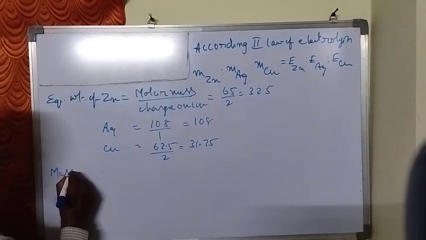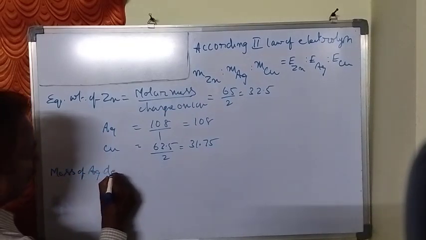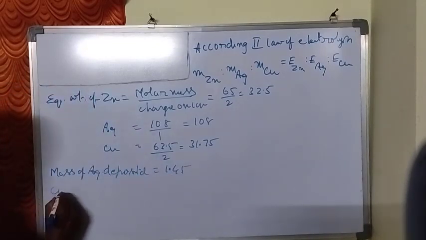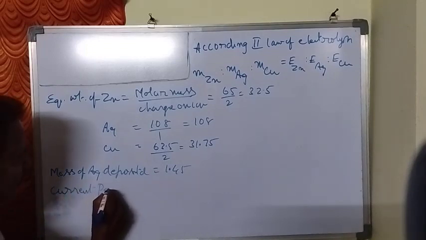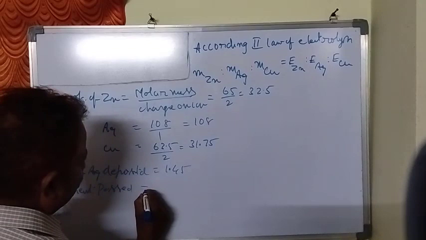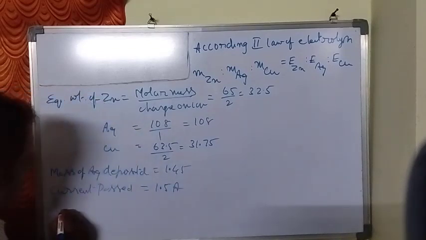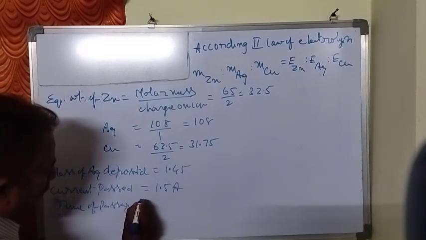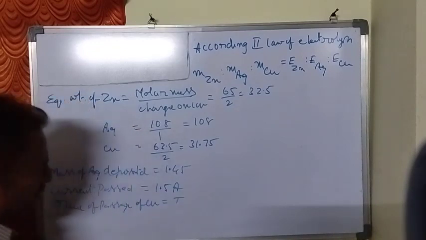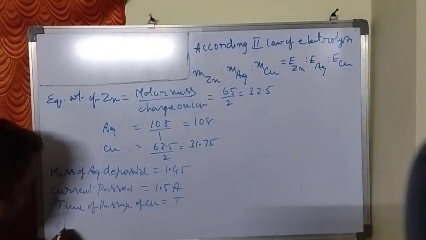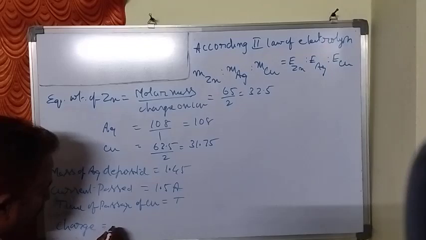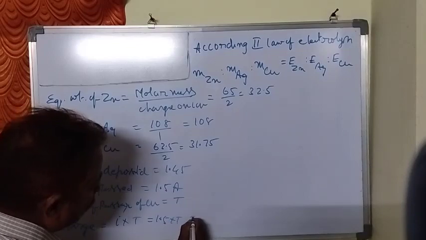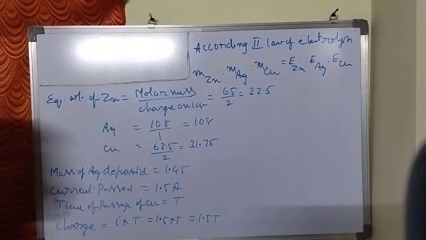Now let us take mass of silver deposited equal to 1.45. Current passed equal to 1.5 ampere. Time of passage of current, this we have to find. Let it be T. Now charge equals current into time, I into T equals 1.5 into T equals 1.5 T.